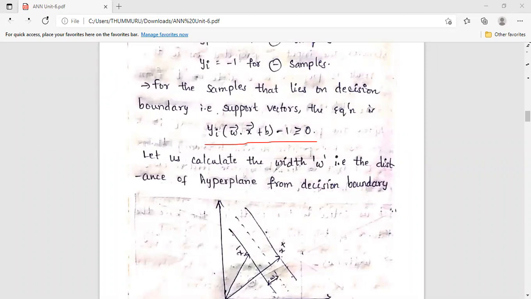Let us calculate the width, that is the distance of the hyperplane from the decision boundary. Now we are going to calculate the width. What is the width? Width is the distance between the decision boundary and the hyperplane. See here, this is the W. It is the distance between the hyperplane and the decision boundary. Now we need to calculate the width. Let us calculate the width.